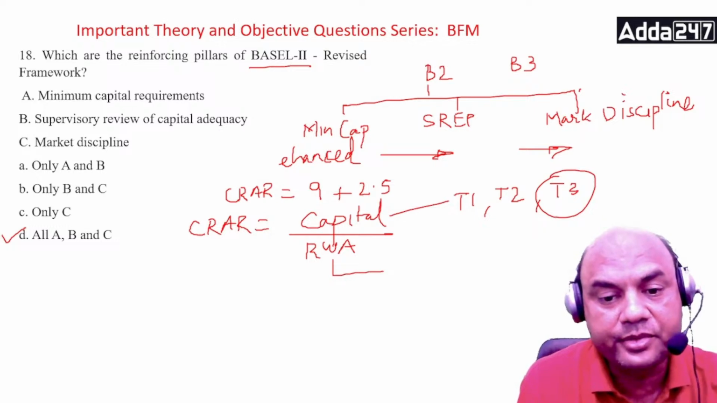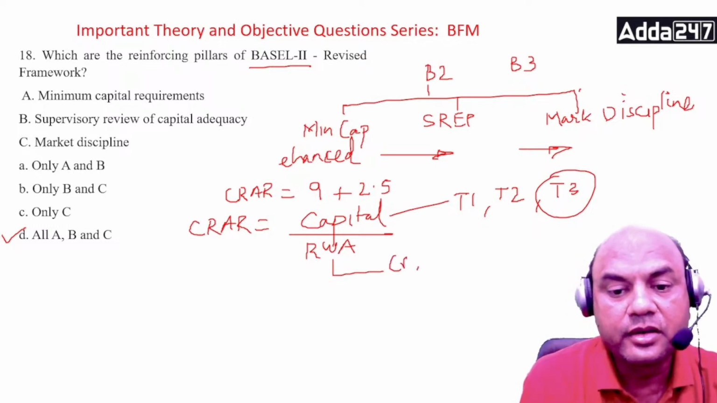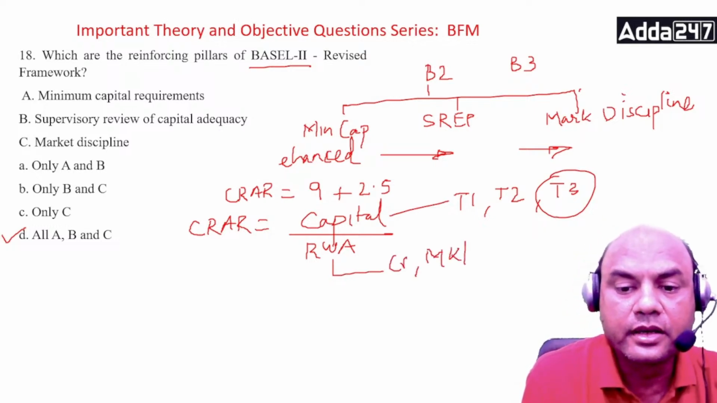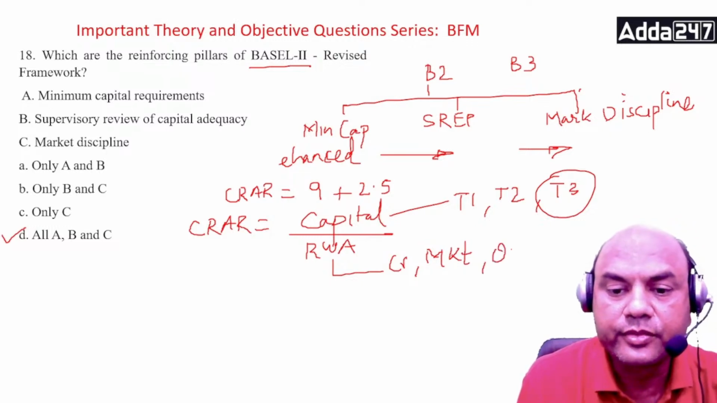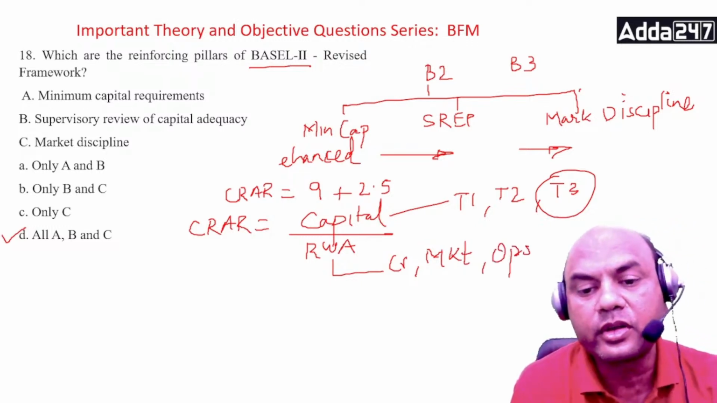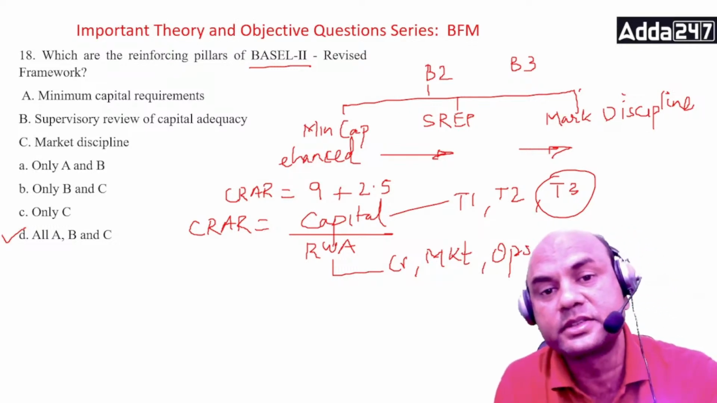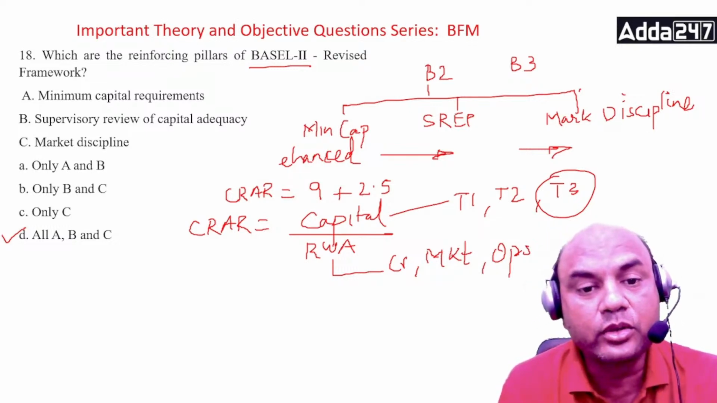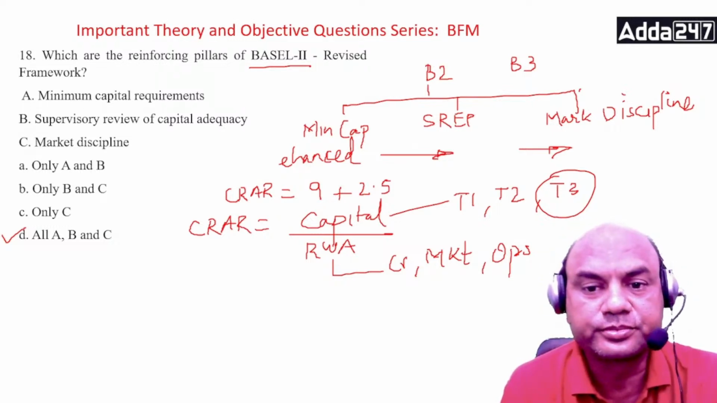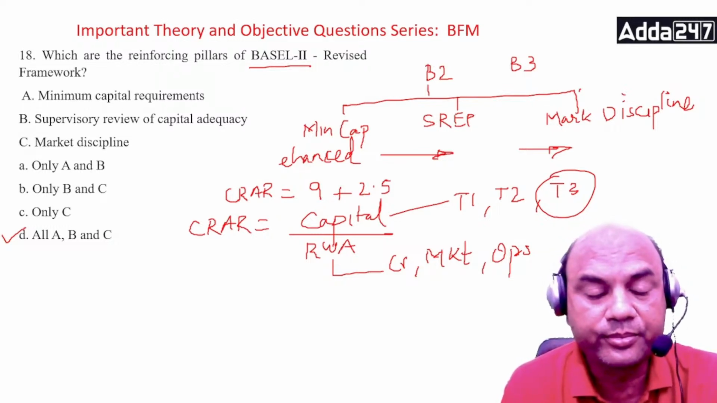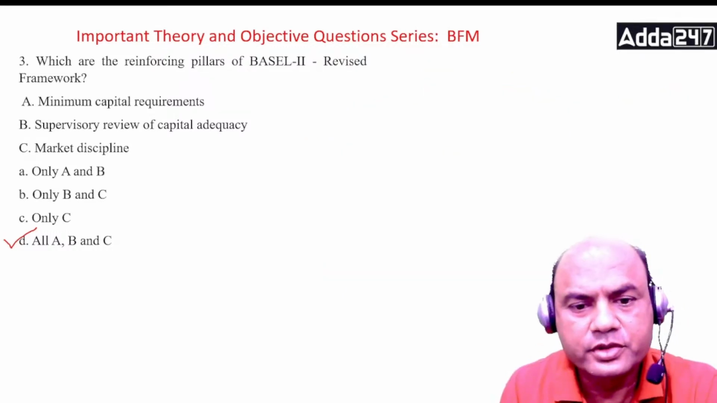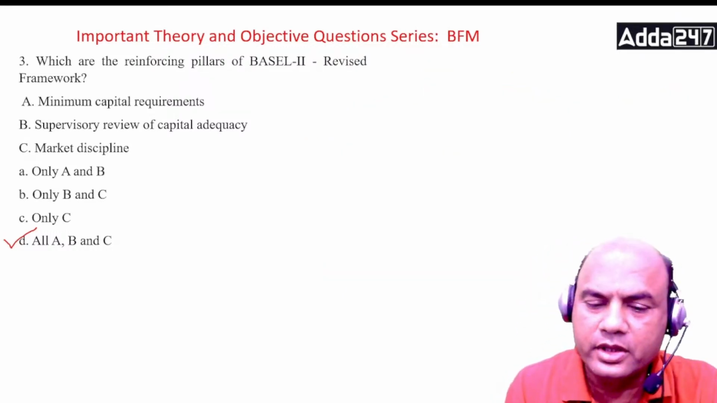RWA is of three types: credit risk, market risk, and ops risk. So these are the three types of your RWAs. Okay, there are various numericals for this. I've solved certain numericals on this also. So follow it without fail. Okay. So the answer is D, final. Okay, all A, B and C.